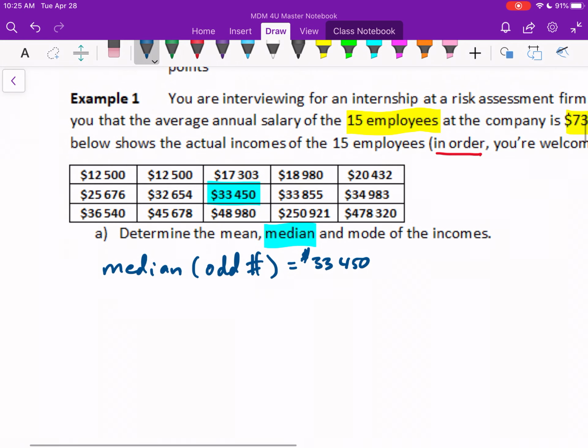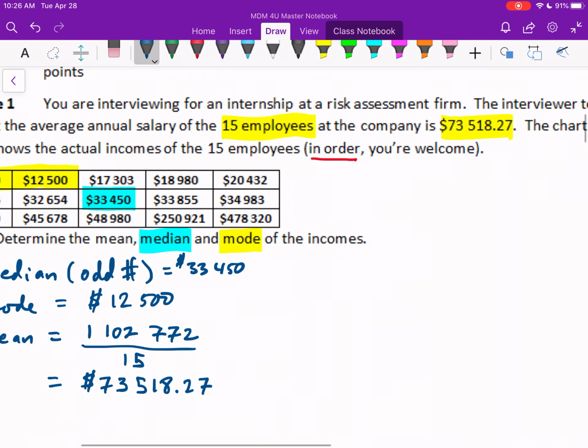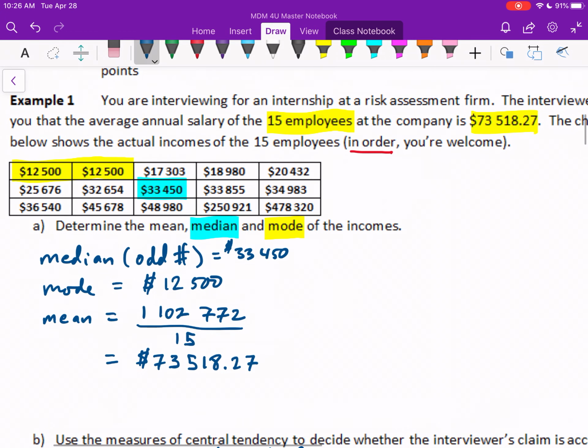The mode is the one that turns up the most frequently. Well, that would be these two here, 12,500. And the mean is where I actually add them all up and then divide by the number of pieces of data. When I add all these up, it turns out to be 1,102,772, I believe. I did this ahead of time to save us a little time. Divide that by 15, and what I get is 73,518.27, which matches what I've highlighted up in the original question. So that is where they're getting their mean from.